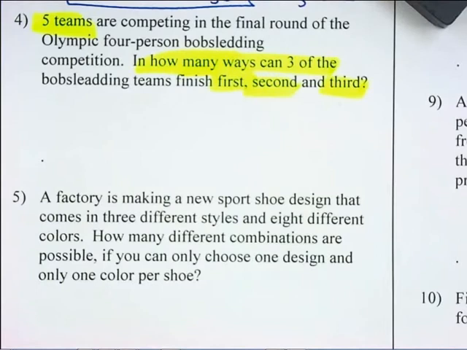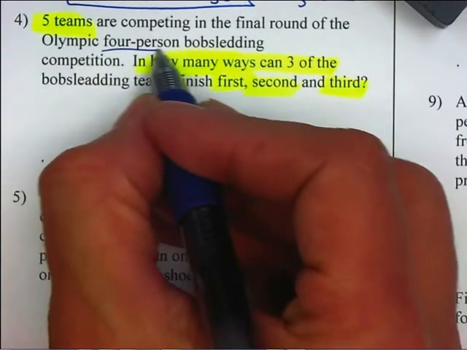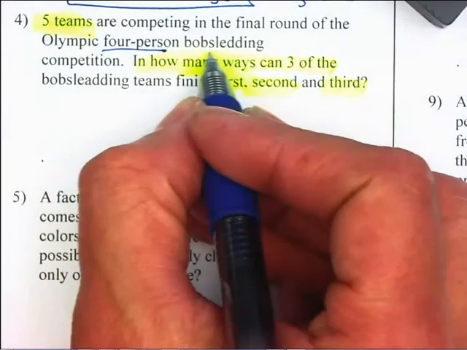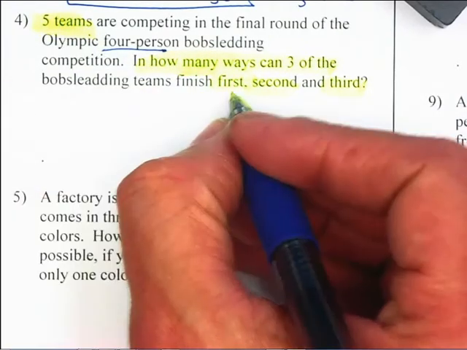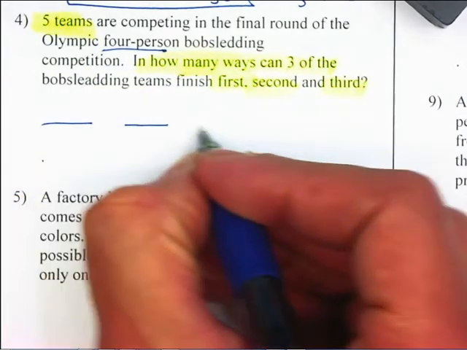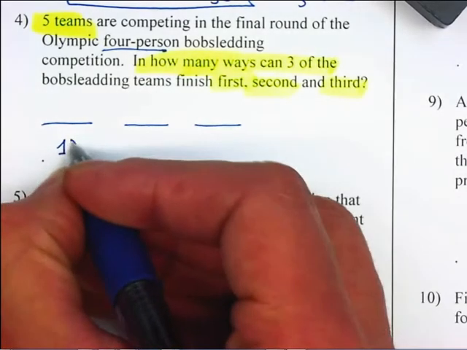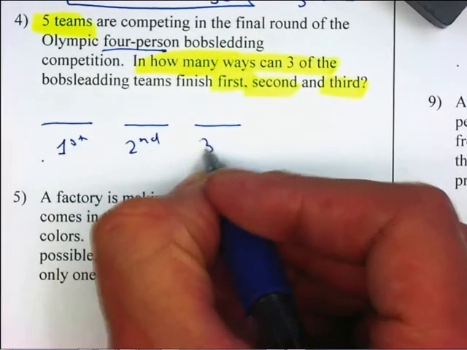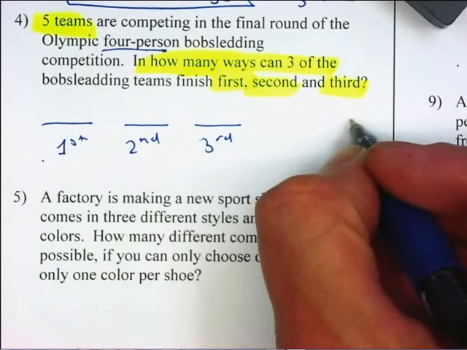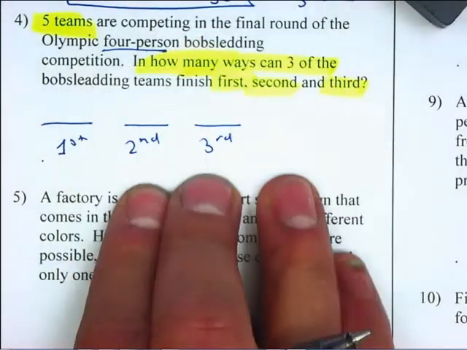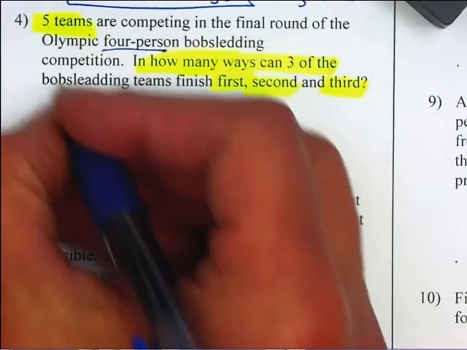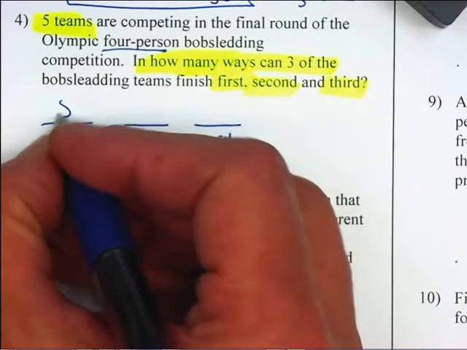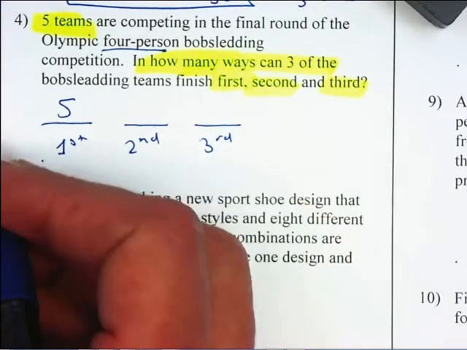So they're all in a race, and remember, the fact that it's a 4-person bobsled does not matter. So we're just looking for the 5 teams. We're looking for first, second, and third. It doesn't matter who finishes 4th or 5th. It really shouldn't matter who finishes 2nd and 3rd, but in this case they do ask you about it. So how many teams are available for the first spot? All 5 of them. One of them crosses the line.